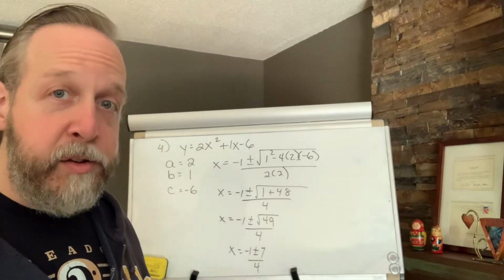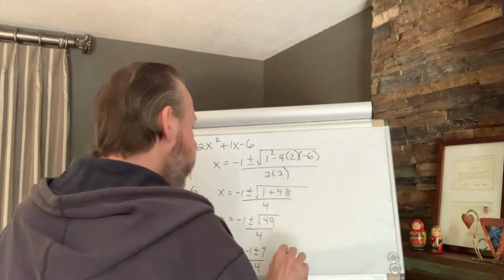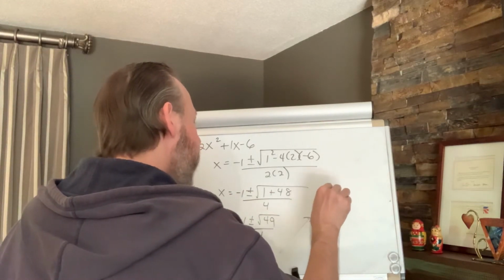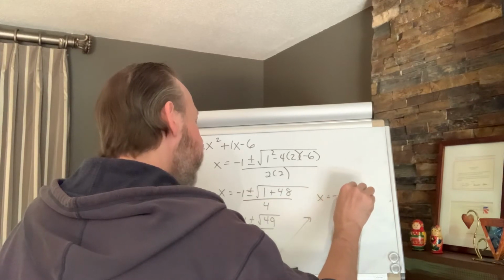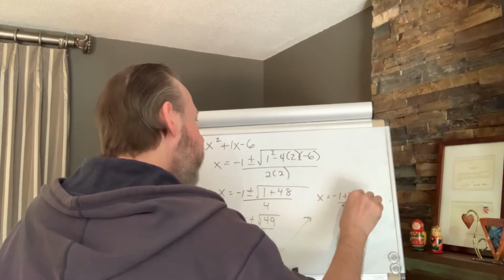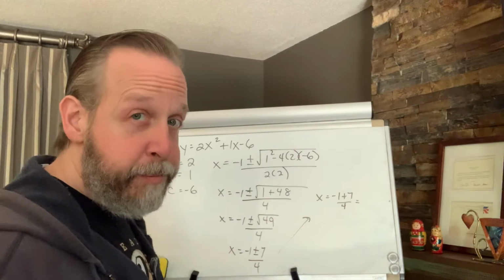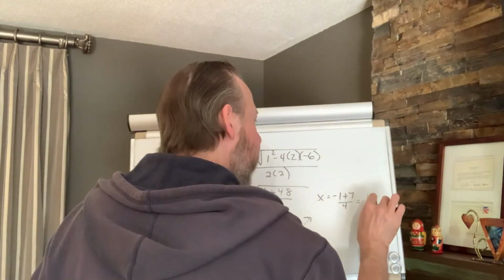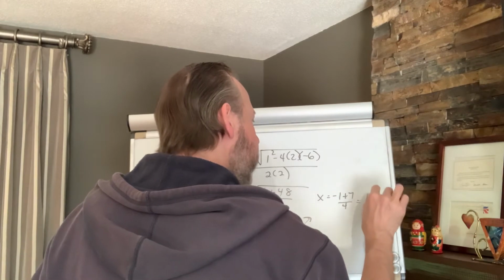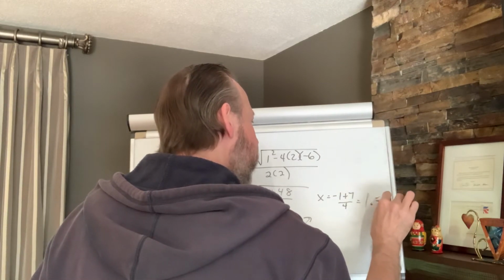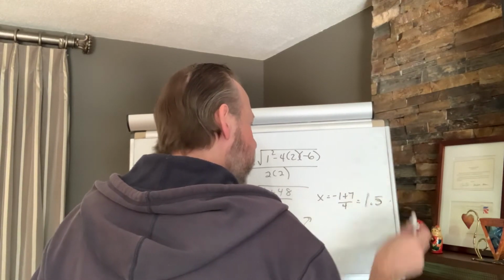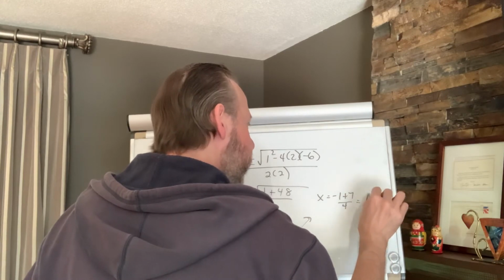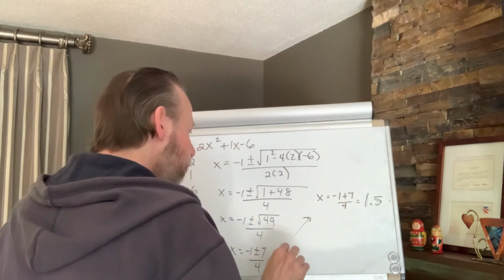Now we can break it into two solutions. The first solution is what happens if it's plus 7. -1 plus 7 is 6, and 6 over 4 is 3/2, or 1 1/2, or 1.5. It does not matter whatever you want to call it. You can even just call it 3/2 if you want to. My marker doesn't want to write right now.